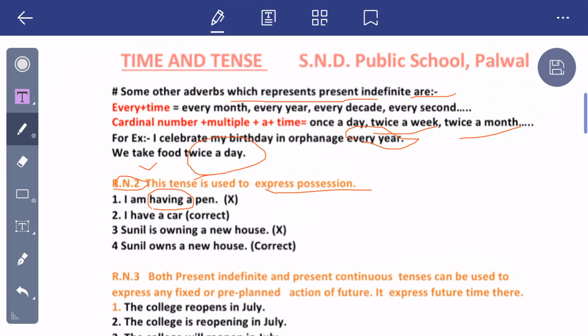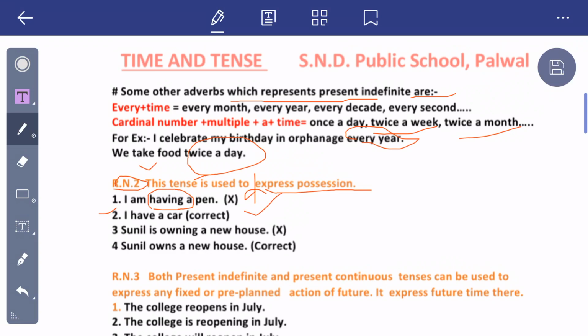And as you know, this tense is only used to show possession of any object. That is why the first sentence is marked wrong. Now let us have a look at the second sentence. I have a car. It is a correct sentence. Why? Because to show possession we use only the first form, V1 form.